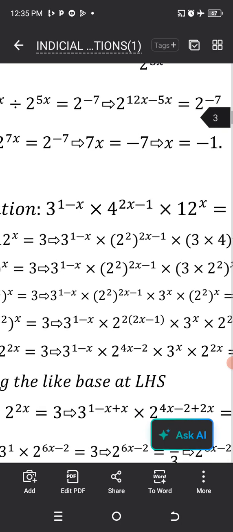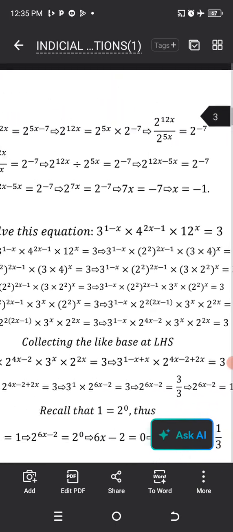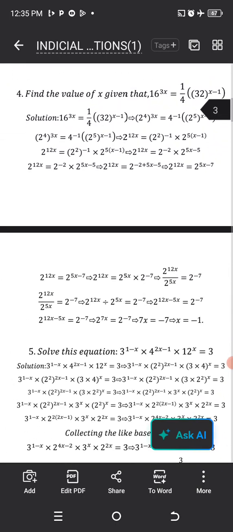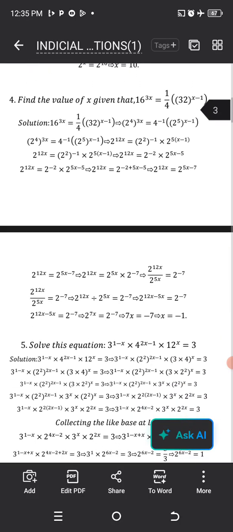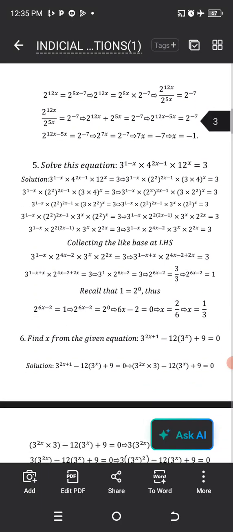So you get now. So all the same. So that is the expression for question 4. That is the solution for it. So let's move to question 5.